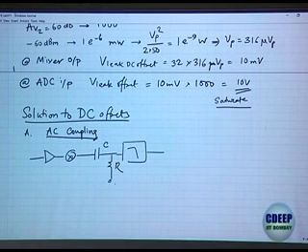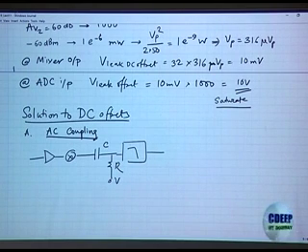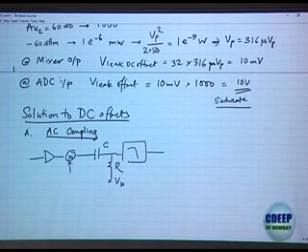Okay. So this will provide a high pass structure. I'm just showing you a figurative way of how to do this. The exact circuit will not look like this.